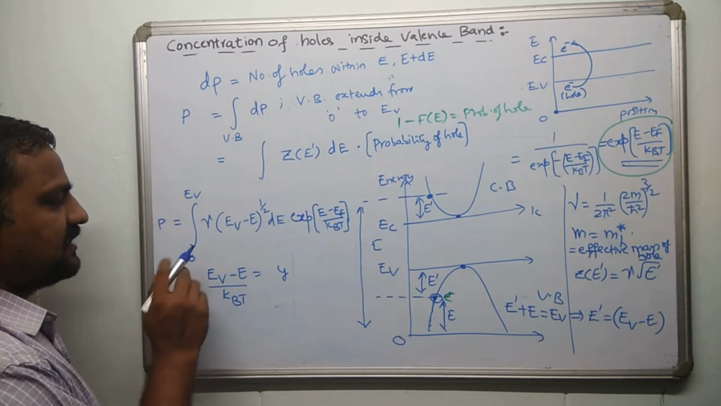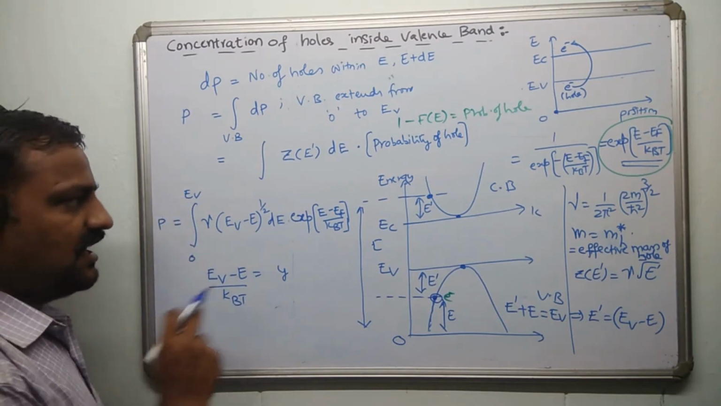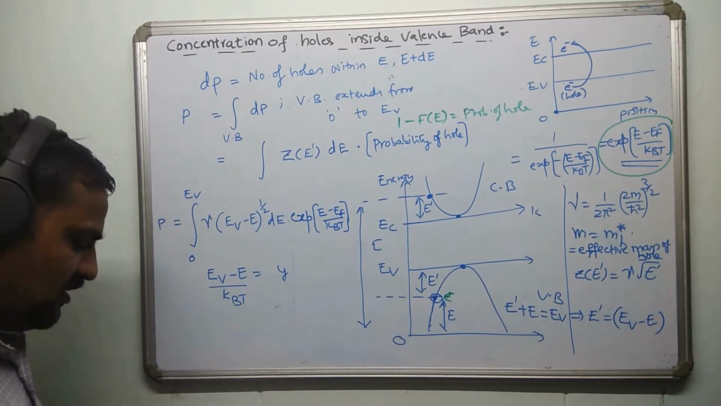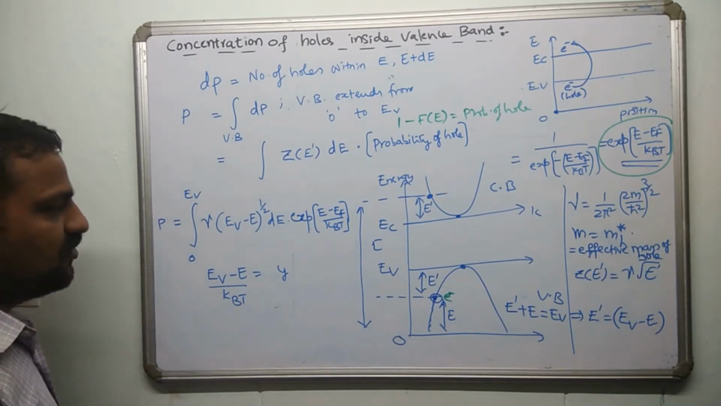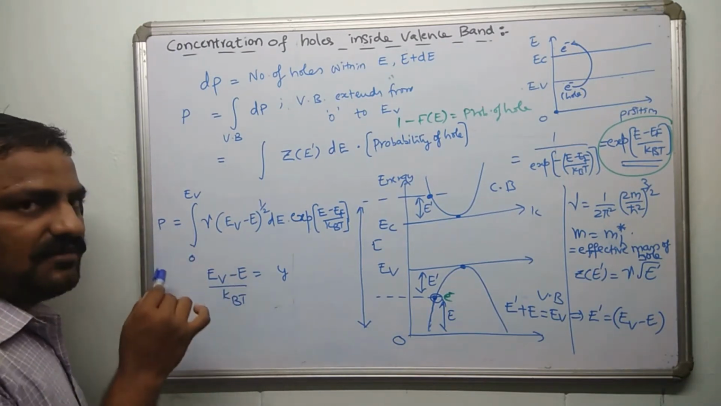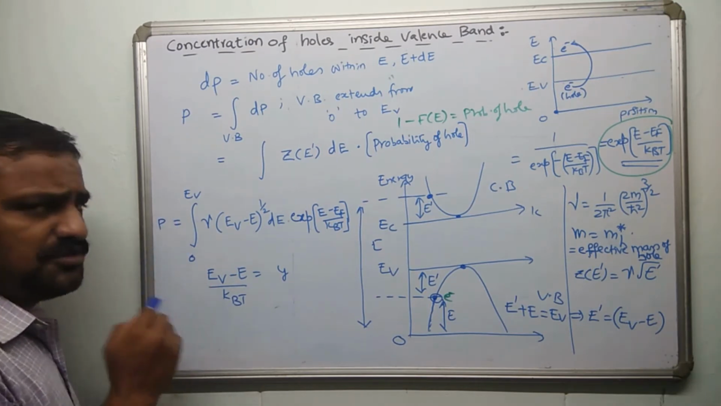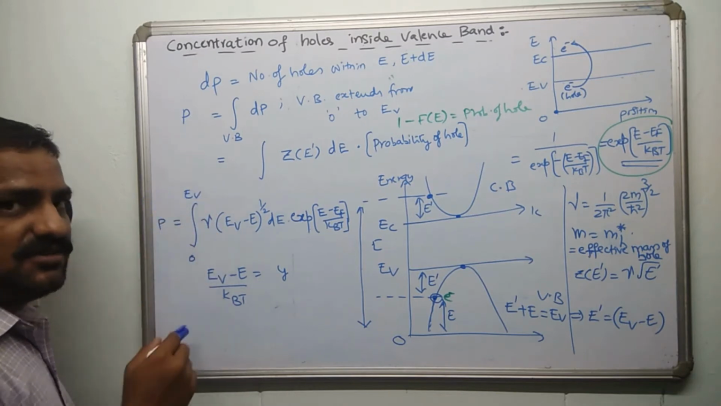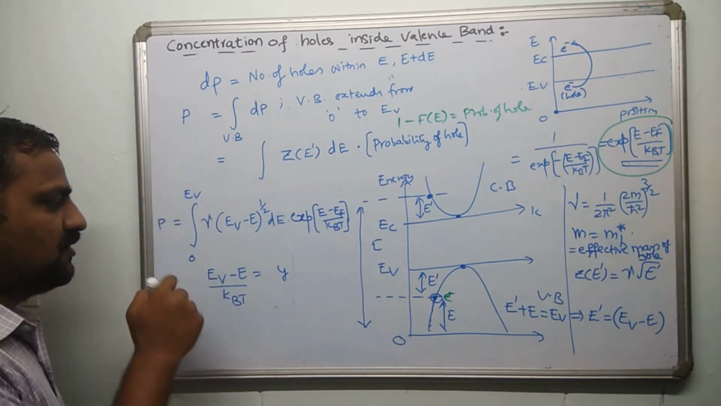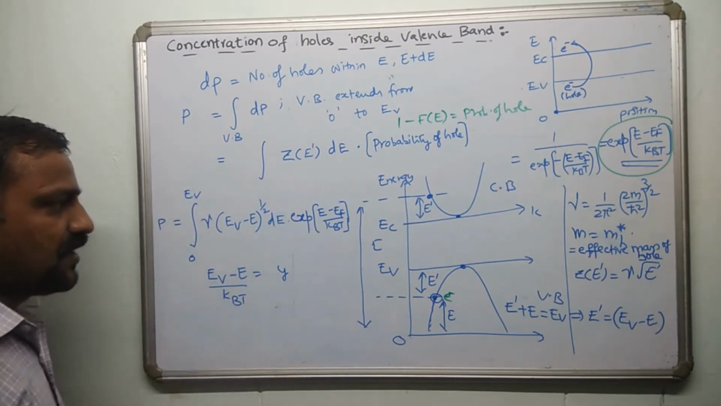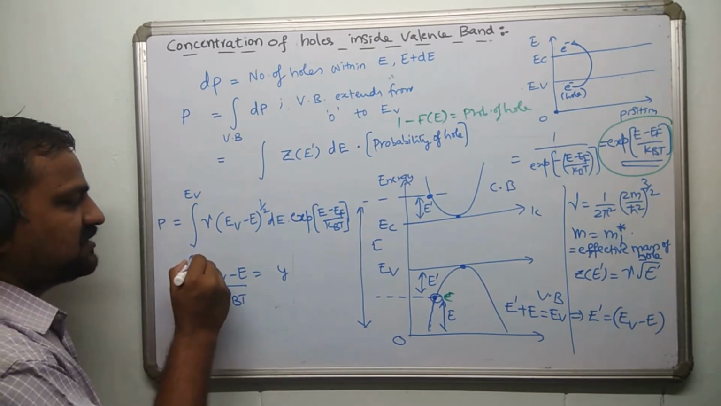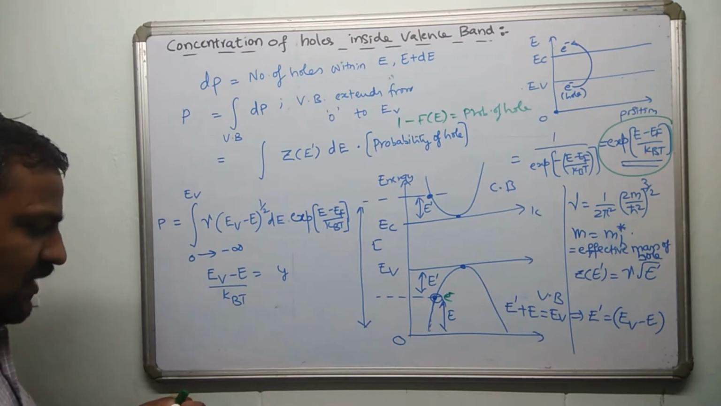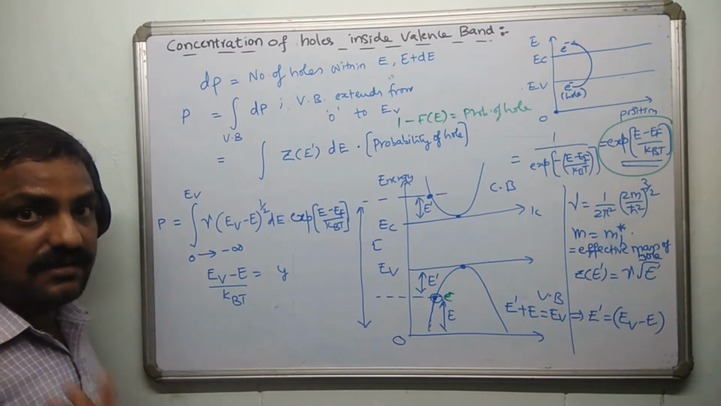This is actually running from 0 to EV, and I want to make the integral look like a gamma function. In order to do that, I must extend one of the limits to infinity. One should be 0, another should be infinity. I cannot change this EV to 0 or infinity, so I'll focus my attention on this one. What I am doing is making this 0 to minus infinity. Why minus infinity? How can you change that limit?